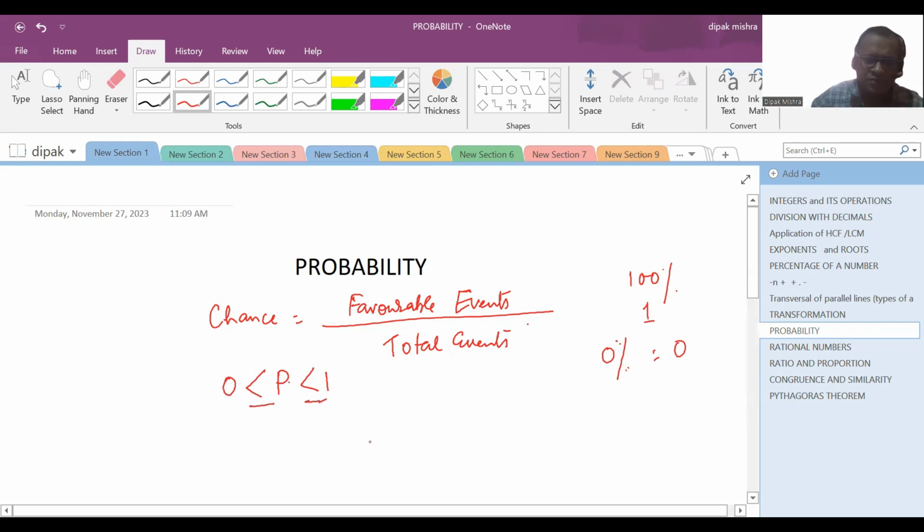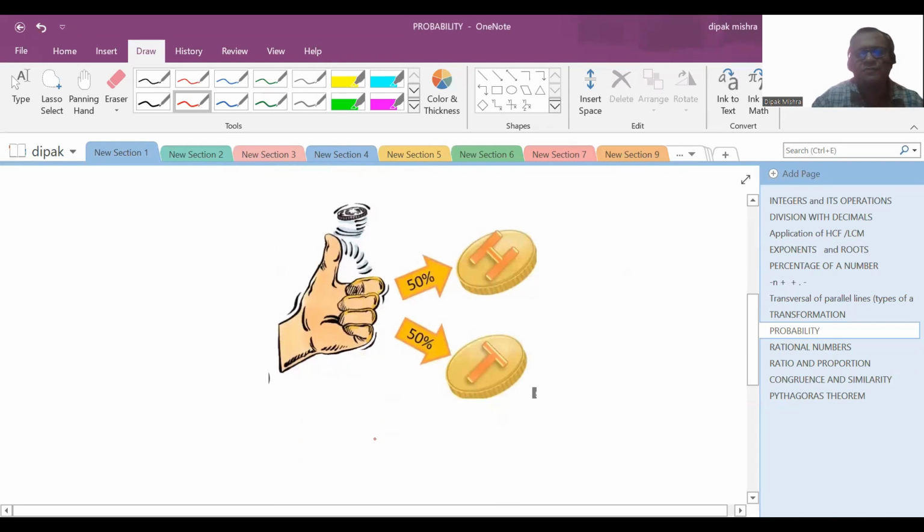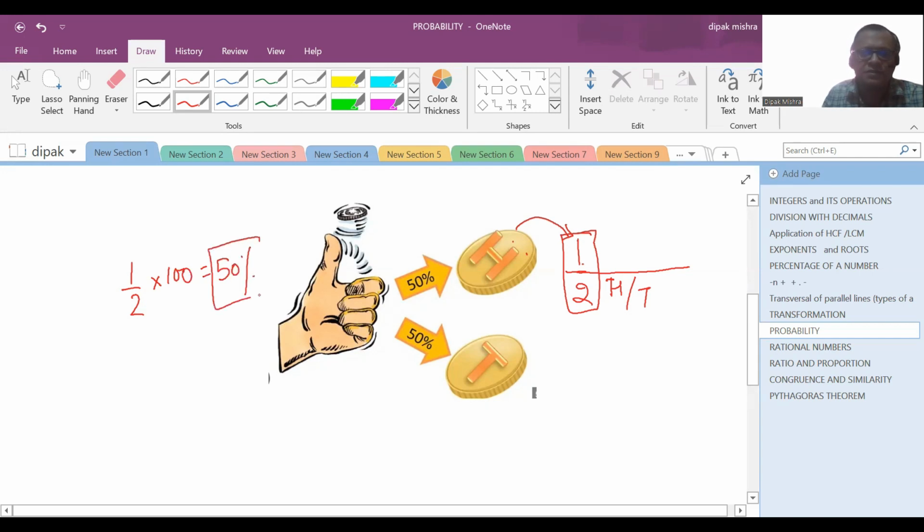Okay, so I give you some situations. If you toss a coin and the coin is in the air, what are the chances that the head will come down? What are the total number of events, head or tail? So the total number of events will be 2. And if you want the head to come out so that you win something, that event is coming only once. So it is 1 out of 2 is the probability. Now, if I convert this fraction to a percentage, you multiply it by 100 and say the chance is 50%.